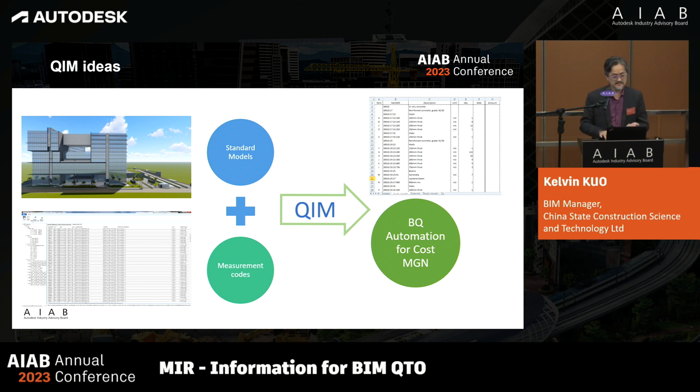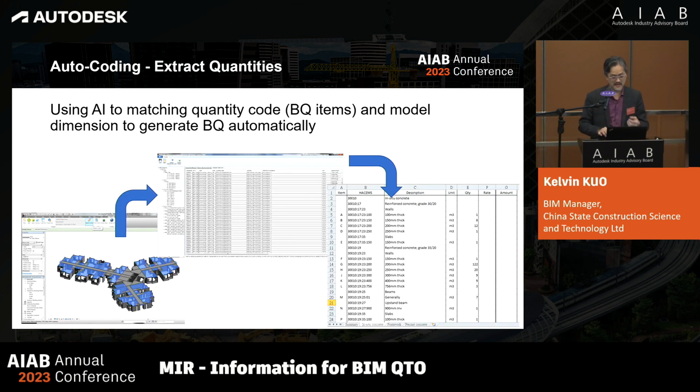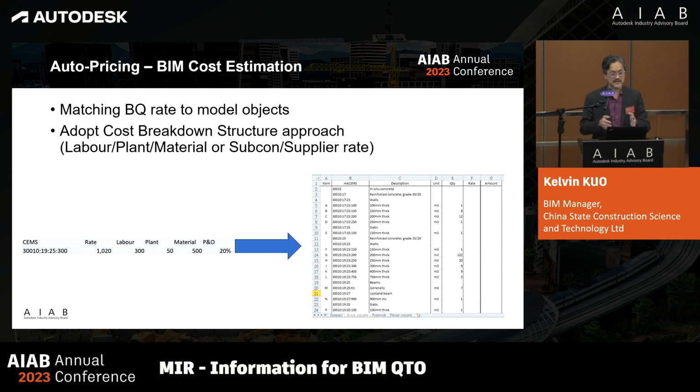Okay, so this kind of approach, actually, is my framework according to the QIM, quantitative information modeling, which I've always had in my mind for several years. Okay, so I think that the 5D way should go in that way. Okay, the AI is our ultimate goal. And then according to the AI, of course, we can directly generate the BQ, and after we have the full sets of BQ according to the information provided in the models, of course, we can do the auto pricing.